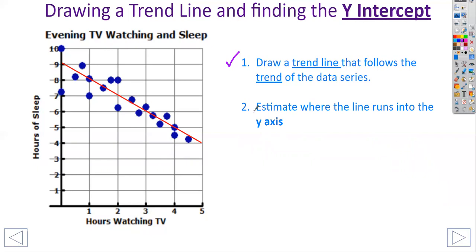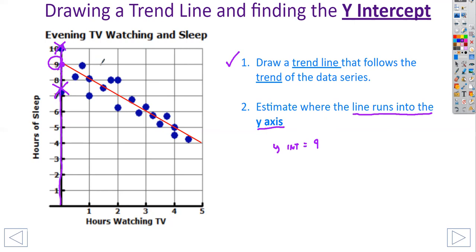Step number 2 is to estimate where the line runs into the y-axis. The y-axis is always going to be the up and down vertical axis, which I'm just trying to trace with my pen. You'll notice that it runs into 2 different dots here, but I don't care about those 2 dots because neither of them are where my trend line runs into the y-axis. The trend line runs into the axis at approximately, looks about 9. So my y-intercept would just be 9, because that's where the line intersects the y-axis, right about there.